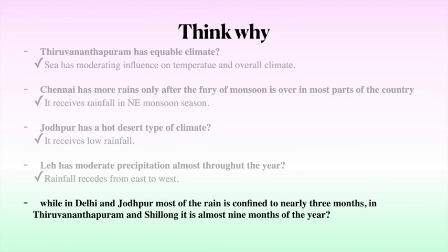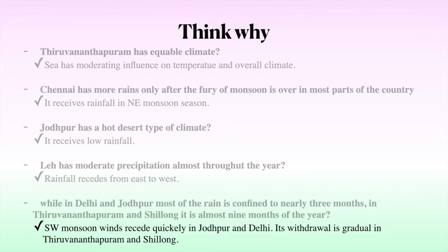While in Delhi and Jodhpur, most of the rain is confined to nearly 3 months, in Thiruvananthapuram and Shillong it is almost 9 months of the year. Because the southwest monsoon reaches Jodhpur and Delhi late, but the withdrawal starts from Jodhpur and Delhi. So the rainfall is confined to only 3 months, whereas in Shillong and Thiruvananthapuram rainfall starts early and ends late. So both these places receive rainfall almost 9 months.